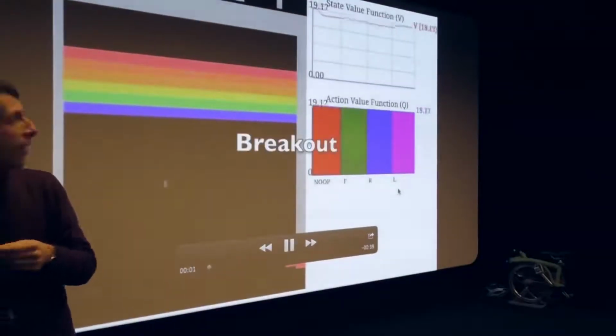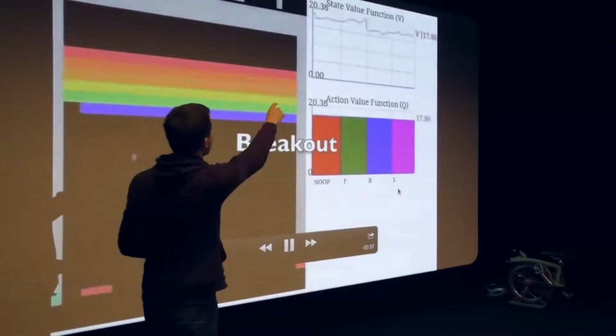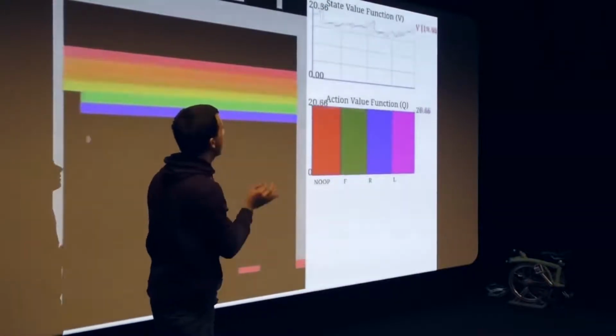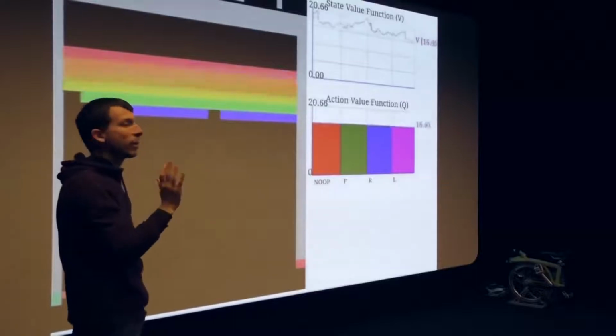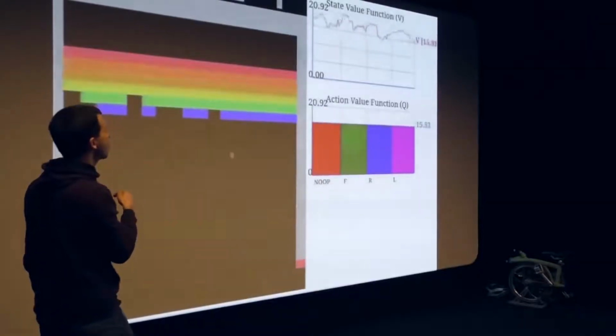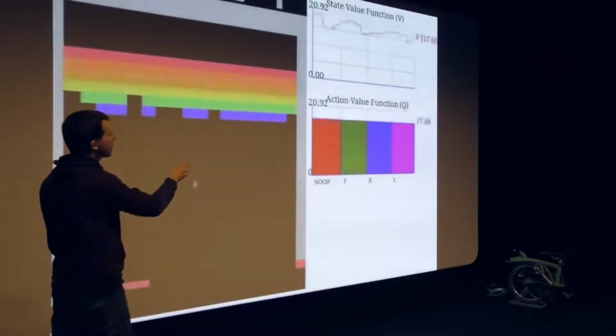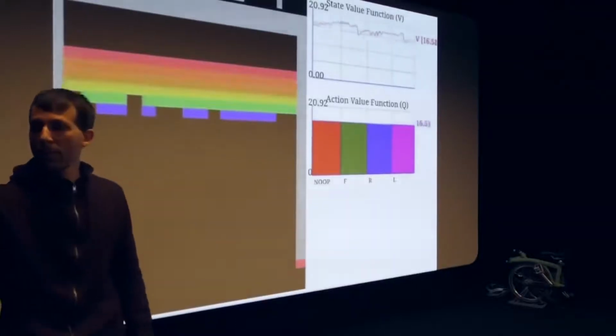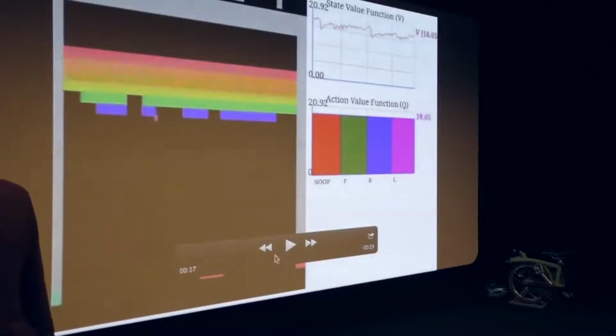So this is the value function in Atari. What we're looking at here on the top right is exactly this quantity V that we were just talking about, saying how much reward the agent thinks it's going to get going into the future. And the one down the bottom is saying how much reward it thinks it's going to get for each different action.